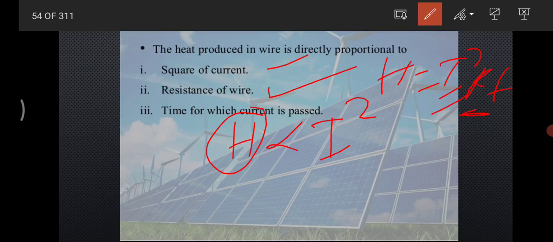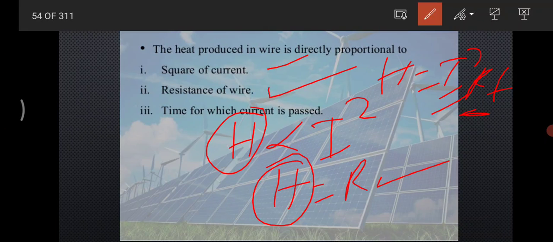You can see here R: heat is directly proportional to the resistance of the conductor. Means as you increase the resistance of the conductor, more heat is developed. So heat is directly proportional to the resistance of the conductor.